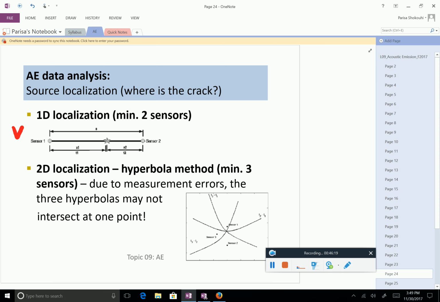We know T1 and T2. We looked at sensor 1, we found T1. We looked at sensor 2, we found T2. They are localized. Now my question is, how would you go about localizing this in one dimension? There is a point I want to mention in the slide. Don't worry about it.